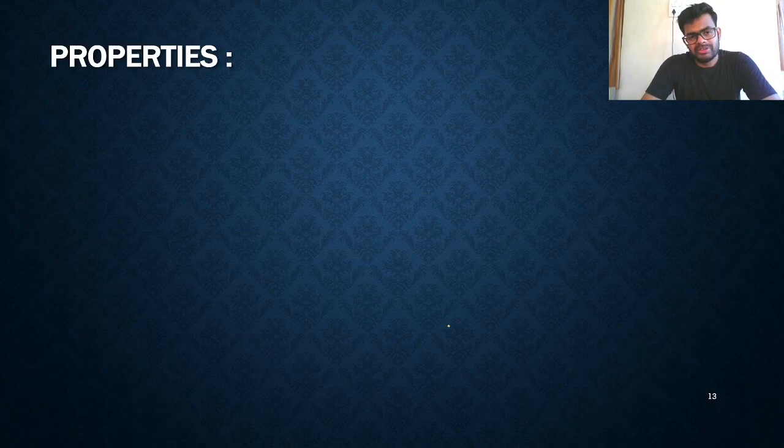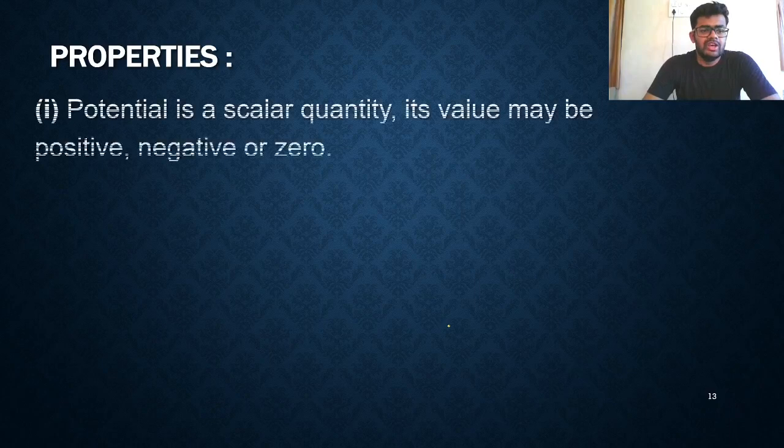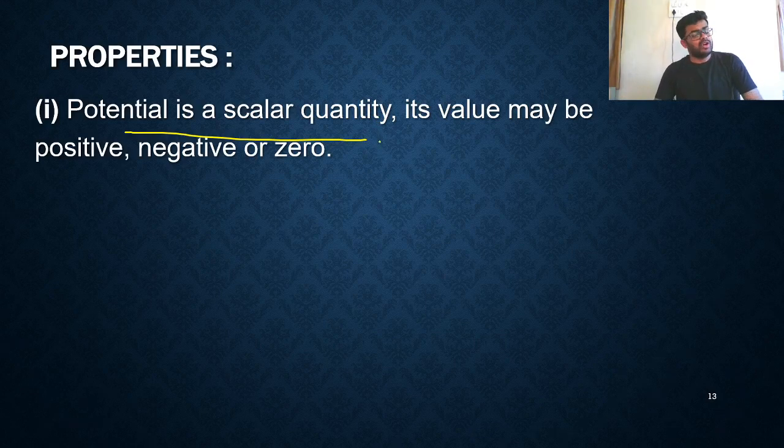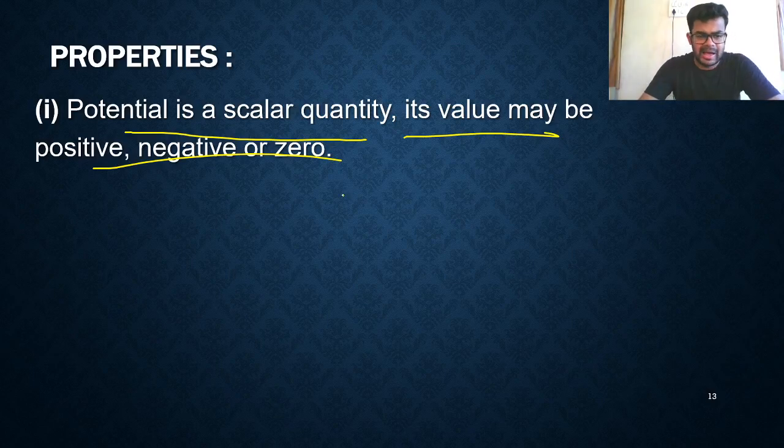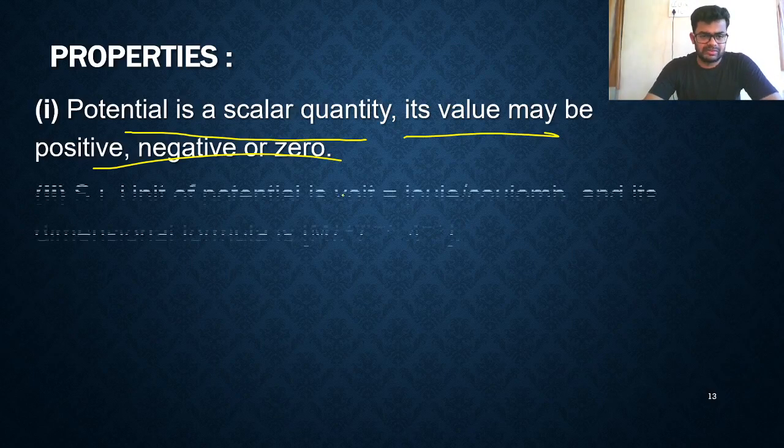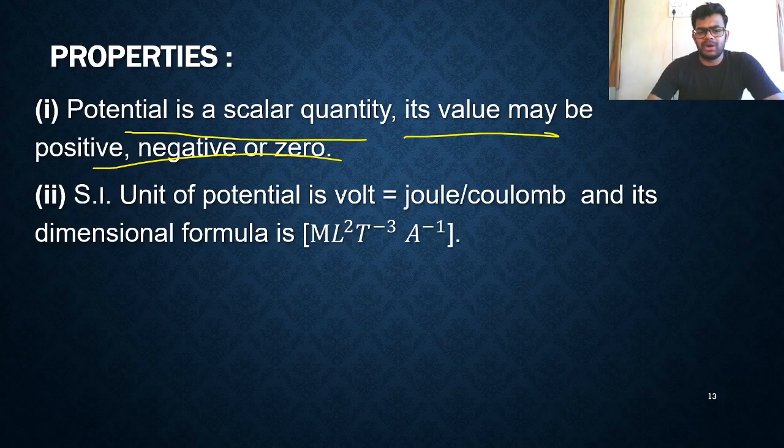Let us talk about some basic properties of electric potential. First property: potential is a scalar quantity. Why? Because it is work done per unit charge, and work is a scalar quantity. Potential can be positive, negative or zero, since work can be positive, negative or zero. Potential is defined for a point. Next, the SI unit of potential is volt.